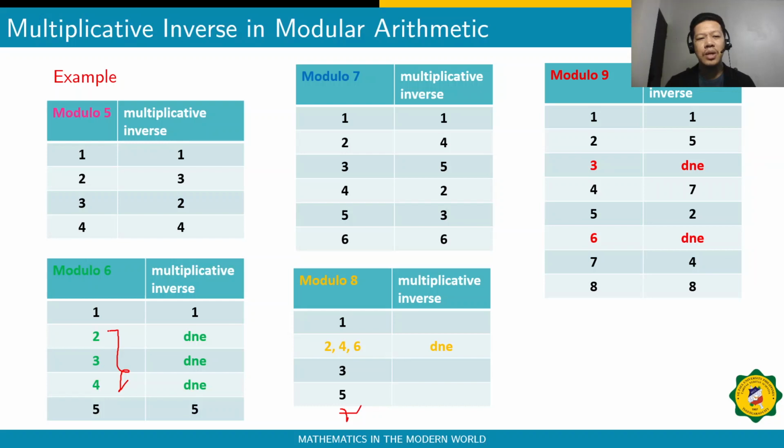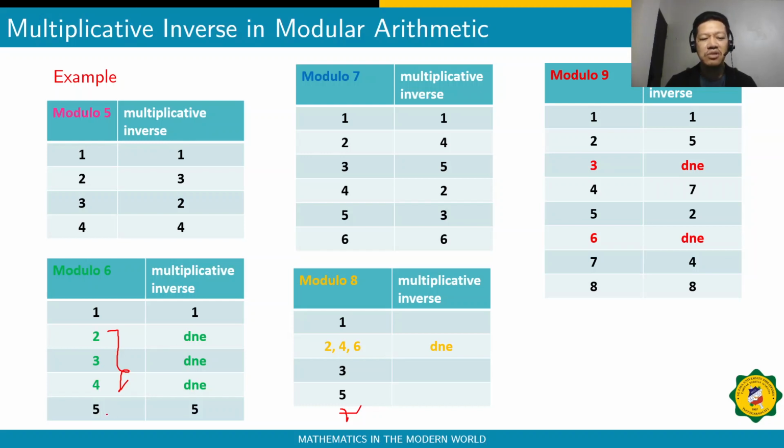Okay, so 6 and the numbers 2, 3, 4 actually have common factors other than 1, meaning they are not relatively prime. In that case there is no multiplicative inverse.